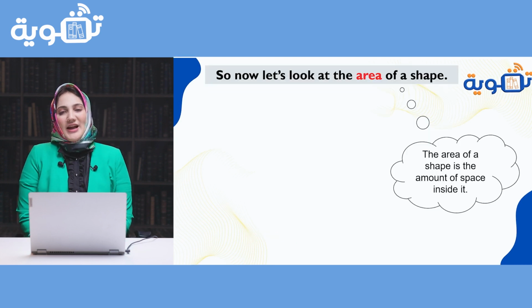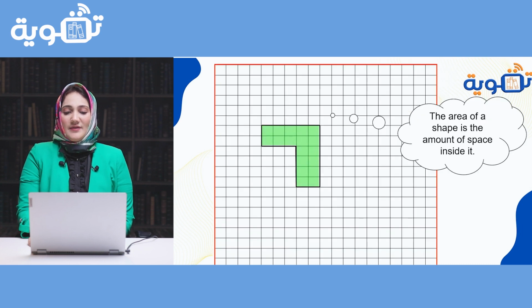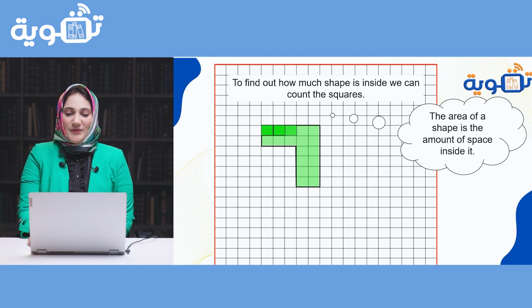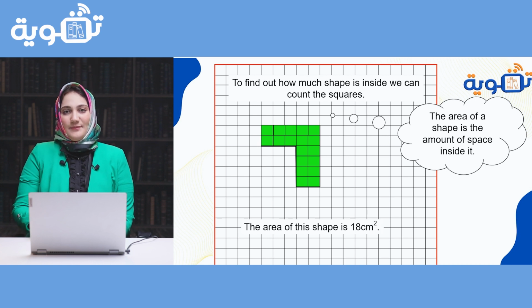So now let's talk about the area of the shape. But first, the area of the shape is the amount of space inside it. For this shape, how can you find the area? You have to go inside and count each square. Let's count together. 1, 2, 3, up to 18. So now the area of this shape is 18 centimeters squared.